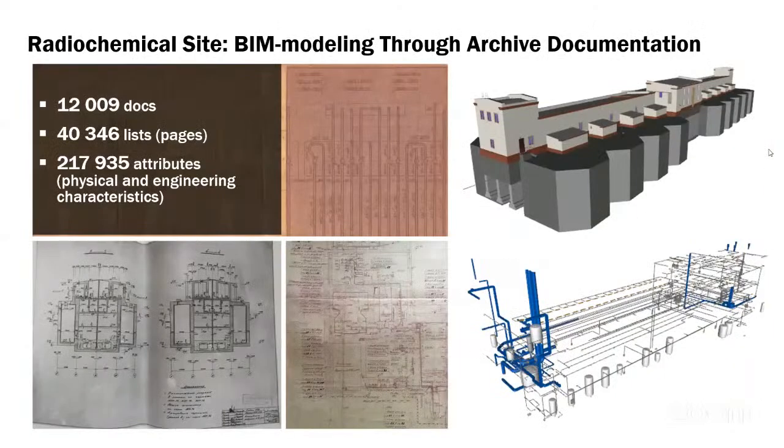First of all, we developed a beam model that was based only on the initial design documentation. Here you can see just some screenshots of this documentation. Most of it is quite old, more than 50, 60 years old. And altogether, we found and scanned more than 12,000 documents that contain more than 40,000 pages, lists, drawings, and so forth. And we extracted more than 200,000 attributes, which are physical engineering characteristics of the equipment. That was the first step.